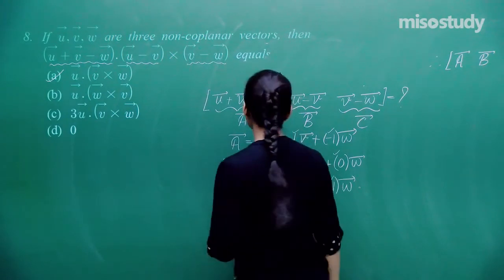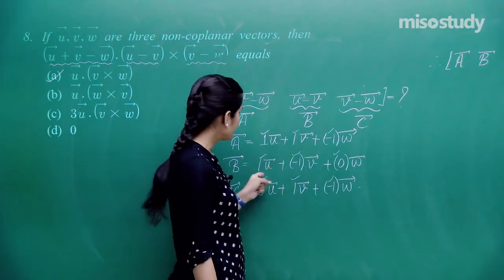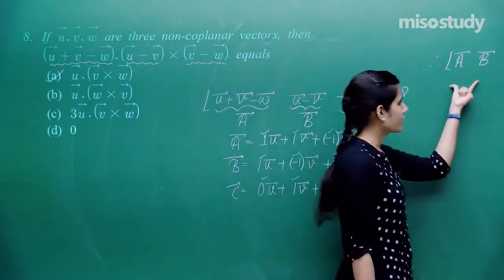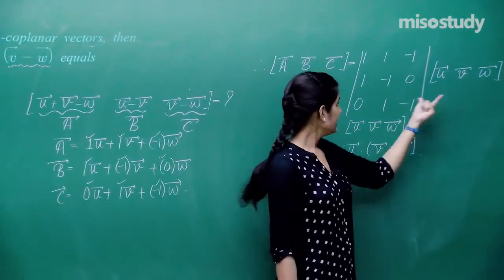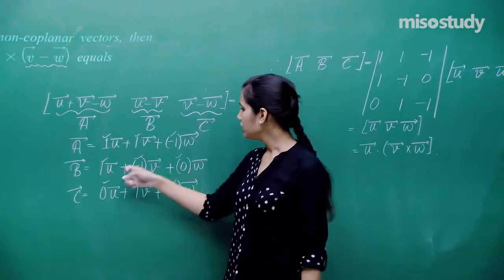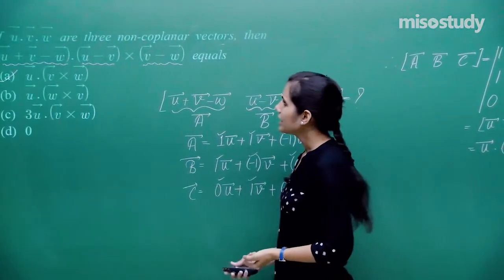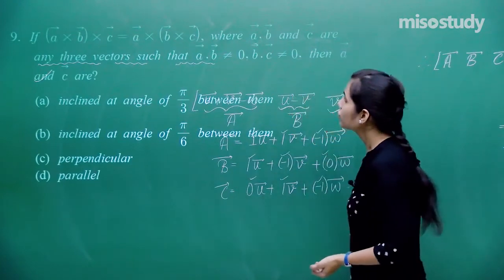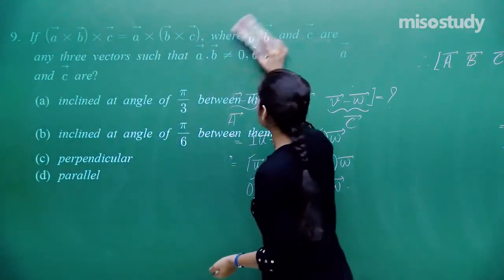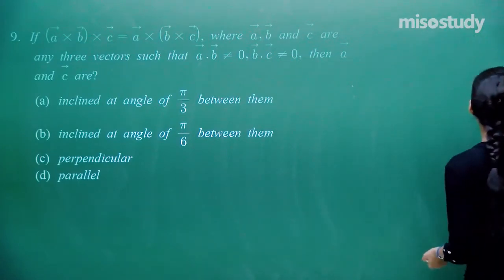So just understand this property, that whenever you have three vectors which can be written like this, x1, y1, z1, x2, y2, z2, x3, y3, z3 are the respective coefficients, then this scalar triple product is given by the determinant of all the coefficients into the scalar triple product of the three vectors in terms of which they have been expressed. Now moving on to the next one, I have if A cross B cross C is equal to A cross B cross C. Okay, so this is talking about the vector triple product, right?